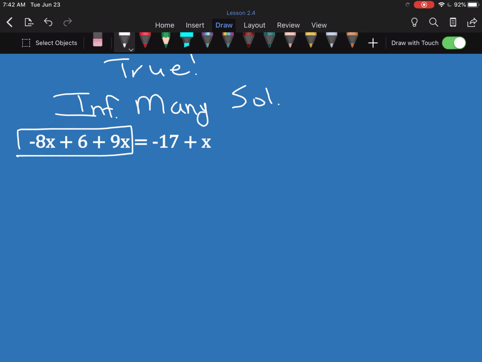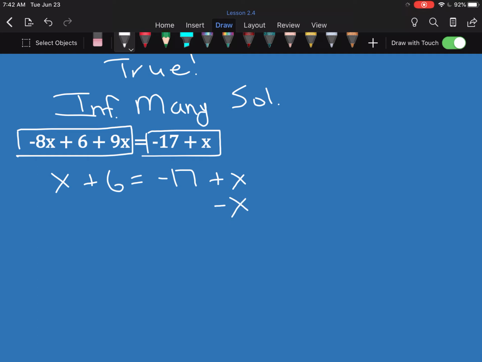Last example, again, no distribution, so let's box things up. We can see by boxing up on the left-hand side now, I've got a negative 8x and a 9x in that box. Those are like terms, so let's combine them. Negative 8x plus 9x is just x. The plus 6 is still there. The right-hand box, those aren't like terms, so it just stays the way it is.